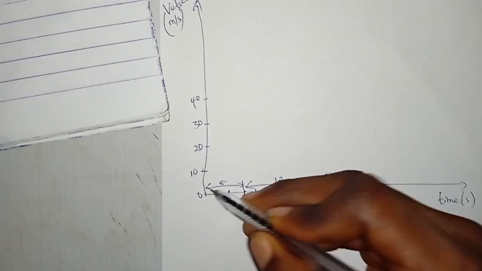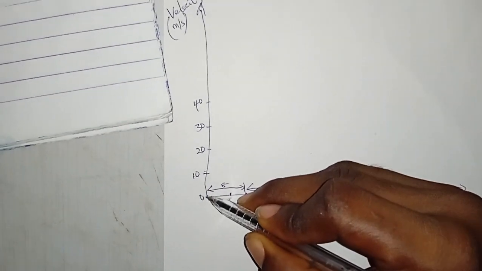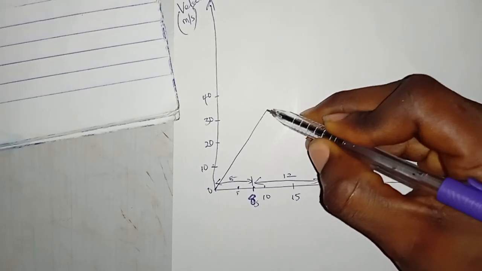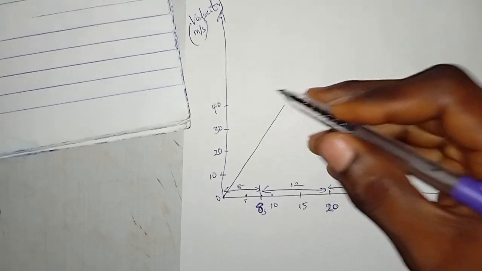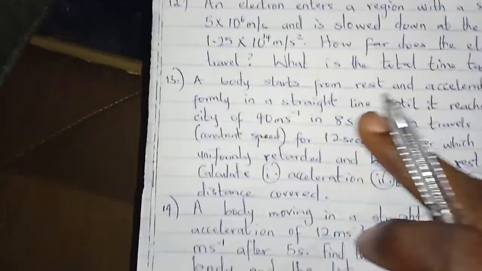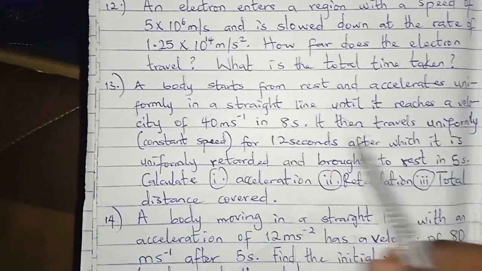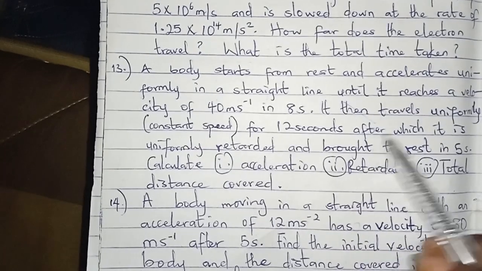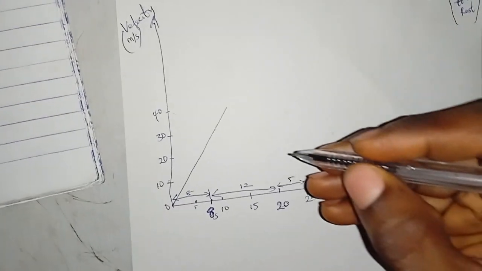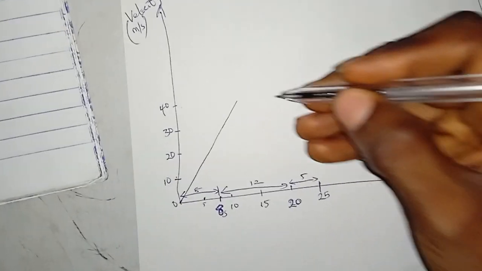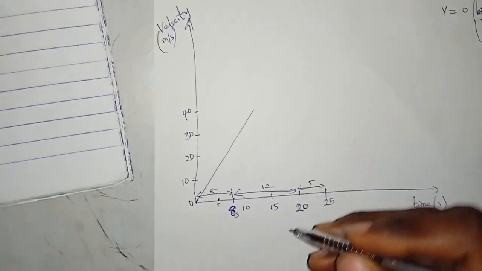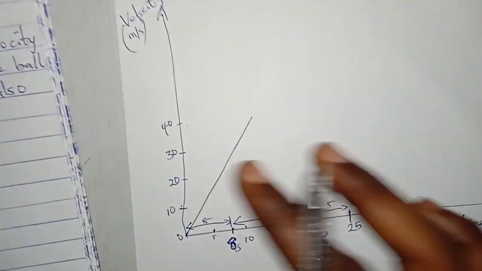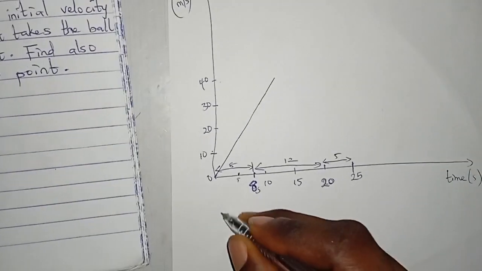Now, they said it accelerates. Acceleration always goes this way, so it accelerates and gets to 40. See the question: a body starts from rest and accelerates uniformly in a straight line until it reaches a velocity of 40 meters per second in 8 seconds. It then travels uniformly, so that's here. Now let's say at this point it travels. Sorry. The good thing is that you now know how to get the time. So let's say this is my graph.